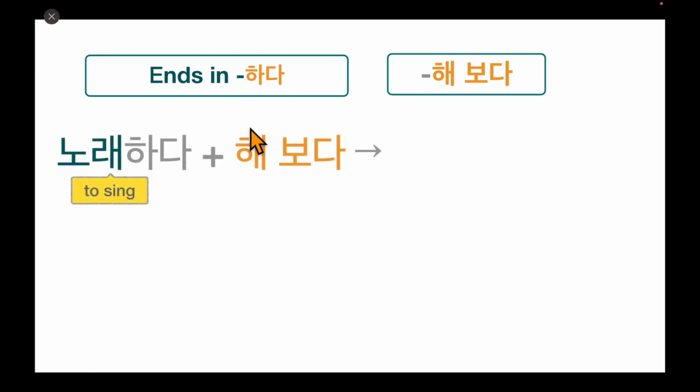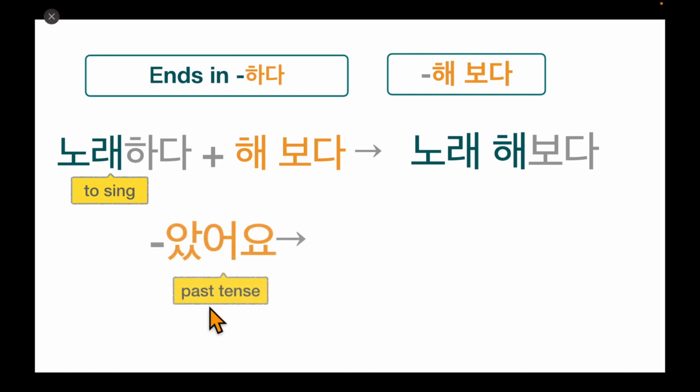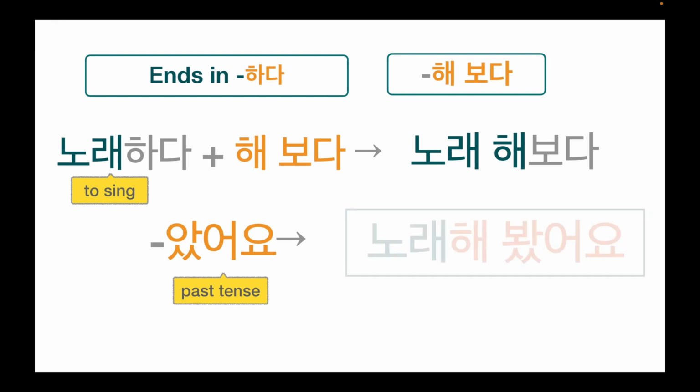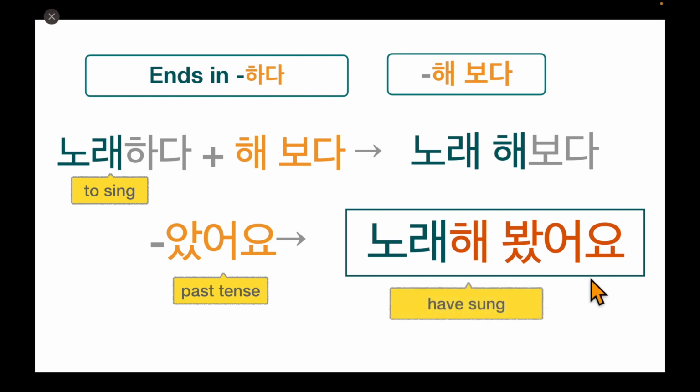For example, let's look at the verb 노래하다, which means to sing. Since the verb ends with 하다, we add 해보다, creating 노래해보다. However, 노래해보다 is the present form, and we want to express our past experiences. So we add 았어요 for past tense. The final conjugation is 노래해봤어요, which means I've sung.